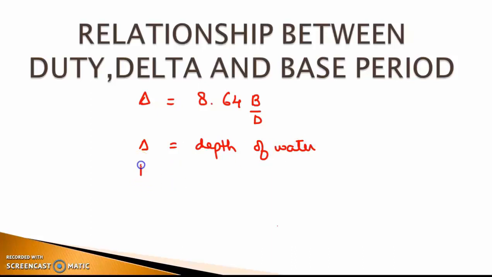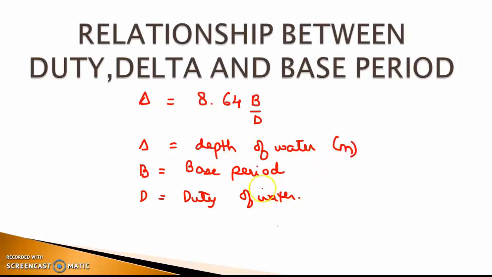So the equation is delta is equal to 8.64 B by D. Here delta is equal to depth of water, B is the base period, and D is the duty of water. You should always remember that depth of the water will be represented in meters, base period will be represented in days, and duty will be represented in hectare per cubic.